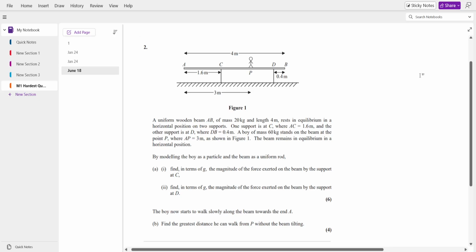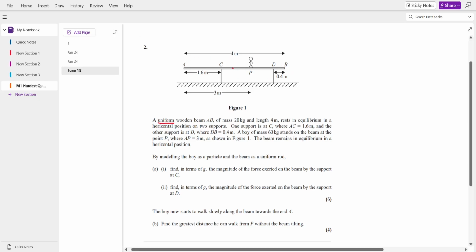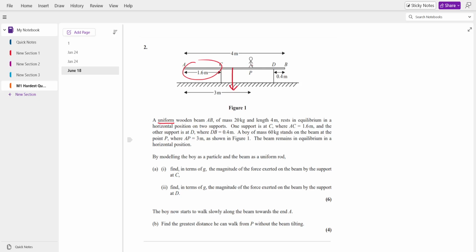So let's read first. We have a uniform wooden beam. From the word uniform, I know that the mass, or the weight, is distributed evenly. So the mass of the beam is distributed evenly, which means the weight acts exactly in the middle of the beam. If it was not uniform, maybe this part is heavier than this part, so the weight force would shift a little bit to the left. However, this is not our case.